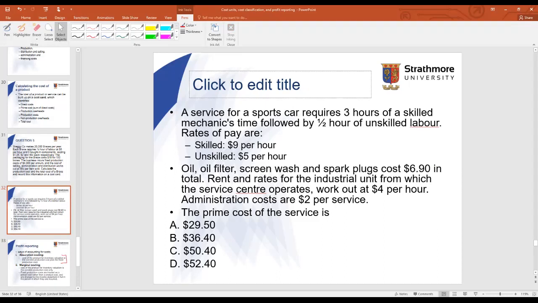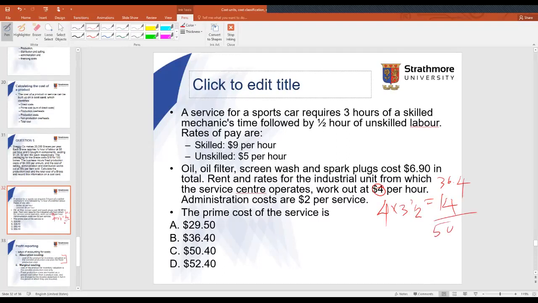Now, if you're using the absorption costing method, then any fixed production overhead, which I think we had here, was $4 times 3.5. I can't remember exactly how much it gave us, I think 14 or so. So it was 6.4 plus 14, to give us 50.4.